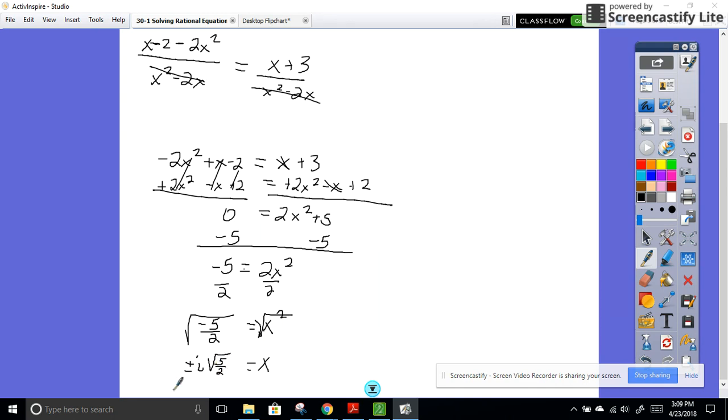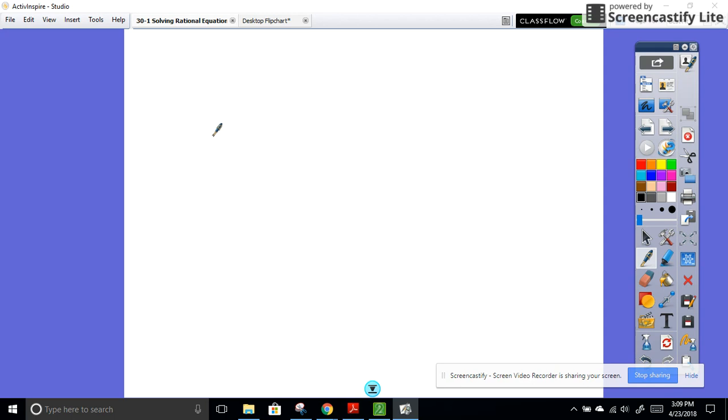Now, there's a bunch of things I could do with that, and I think it's just because I made this example up. I got an imaginary number, but that's a good time to review imaginary numbers because they're definitely going to be on the semester exam, but I do not think you'll get i's in any other part of this assignment. Okay, so here's another one.